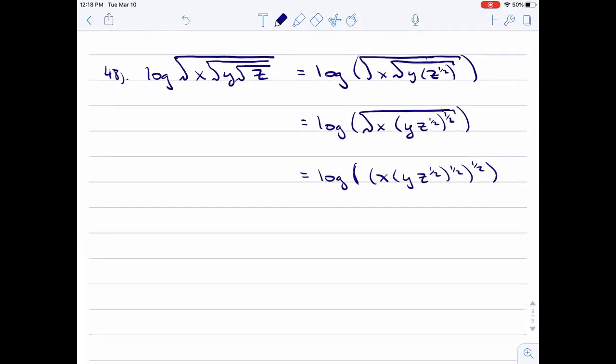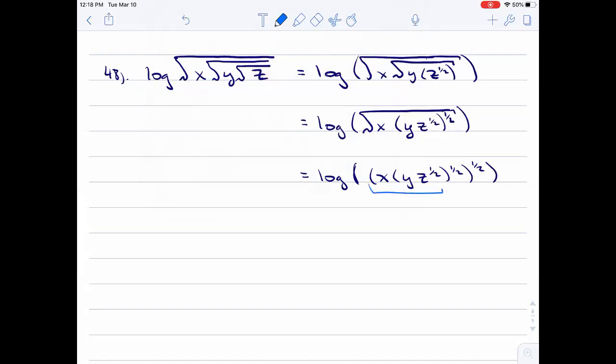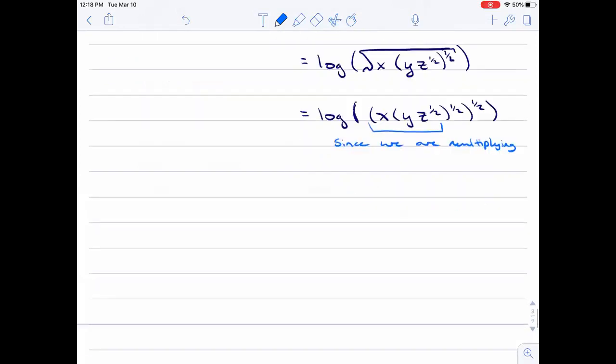What's nice is that I'm multiplying inside here, so I am allowed to distribute this power, right? Because I'm multiplying, I'm allowed to distribute the power. Since we are multiplying, we can distribute the power.